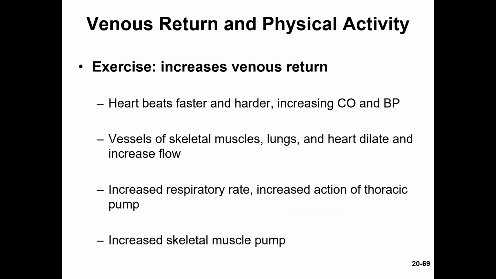Exercise increases venous return. The heart beats faster and harder. It increases cardiac output and BP. The vessels of skeletal muscles, lungs, and heart dilate and increase the flow. There's an increased respiratory rate, which increases the action of the thoracic pump, and increased skeletal muscle pump.